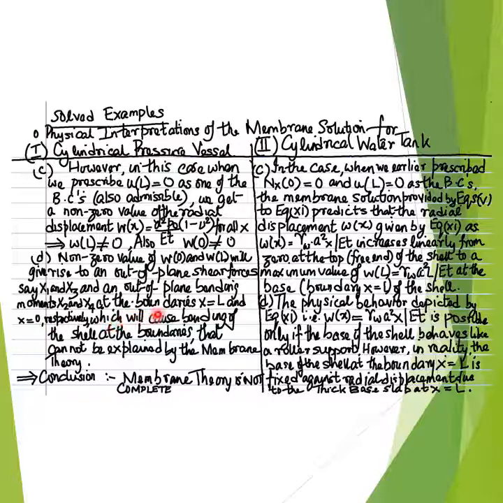the thick liners, which will obviously restrain the radial displacements W at either end, each of the two boundaries, that is the upper boundary x equal to 0 and the lower boundary x equal to L, where the thick liners are provided by the fabrication or the construction of the cylindrical pressure vessel.